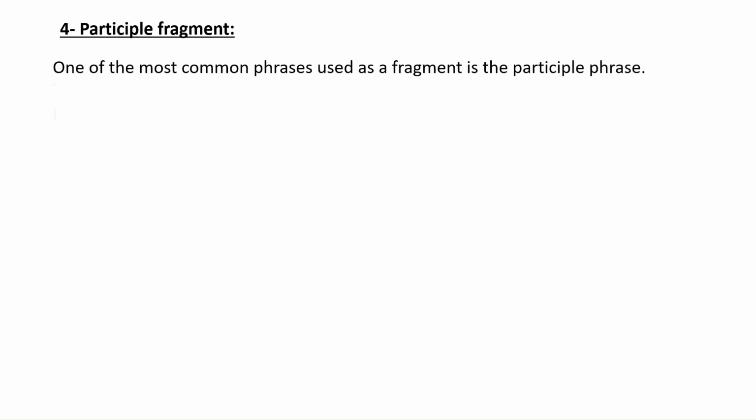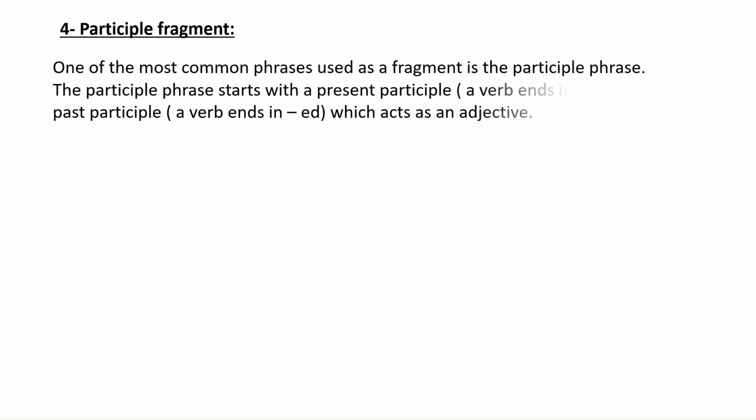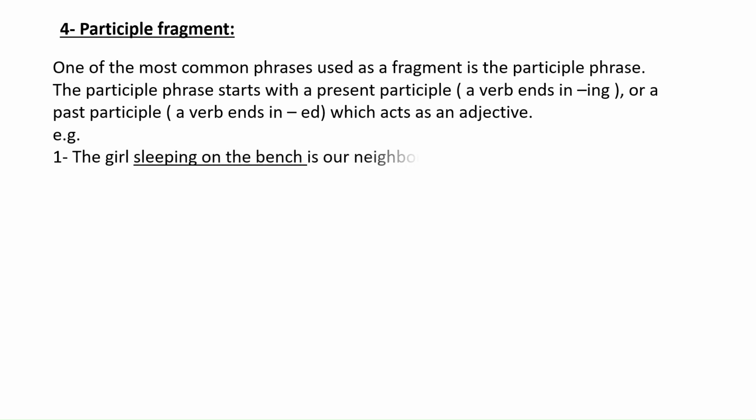The first type is the participle fragments. That starts with a present participle (a verb ending in -ing) or a past participle (a verb ending in -ed). These fragments act as an adjective in a sentence. Examples: One, the girl sleeping on the bench is our neighbor. Two, exhausted from the long hike, she collapsed onto the couch.